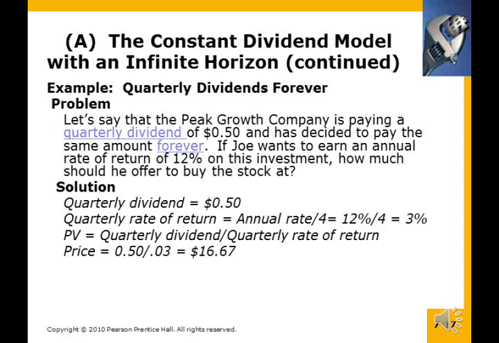Okay, so now the quarterly dividend equals $0.5. The rate of return is 12%, but it didn't say the rate of return is quarterly; we said annually. So I will convert this rate of return to quarterly by dividing it by 4, which gives 3%.